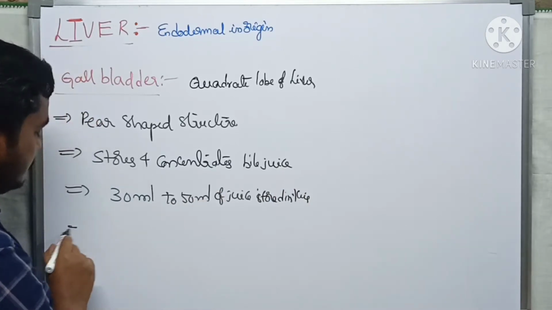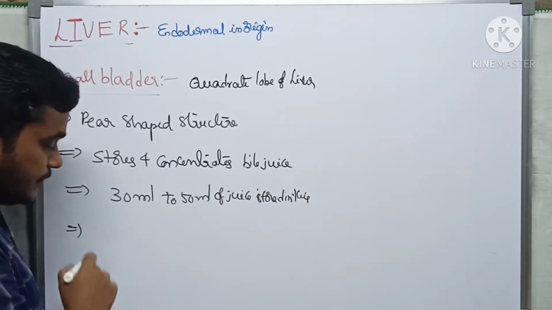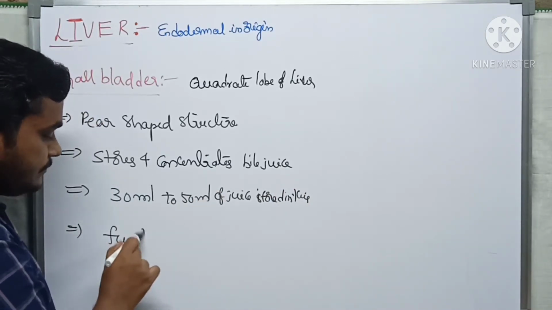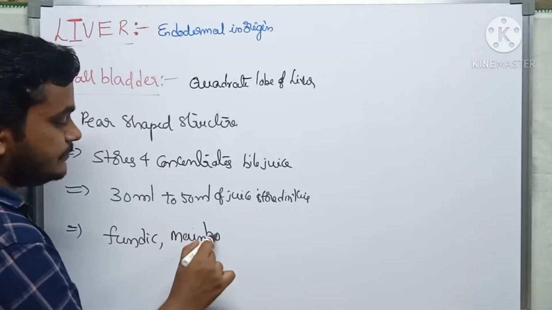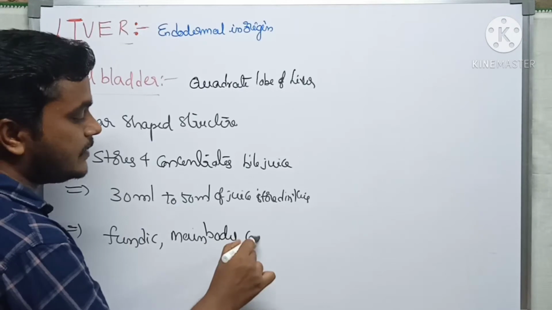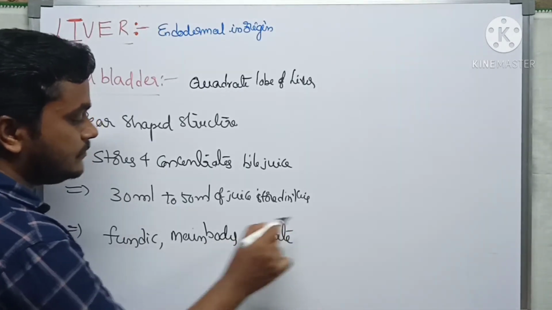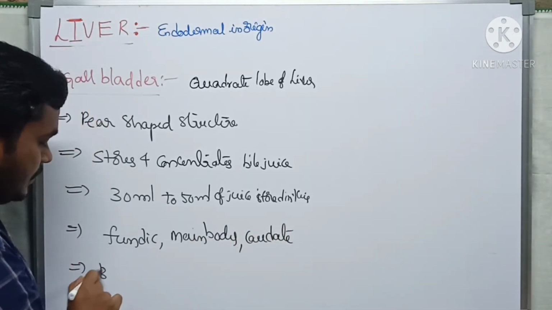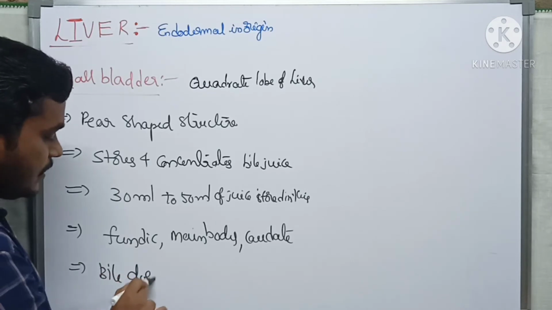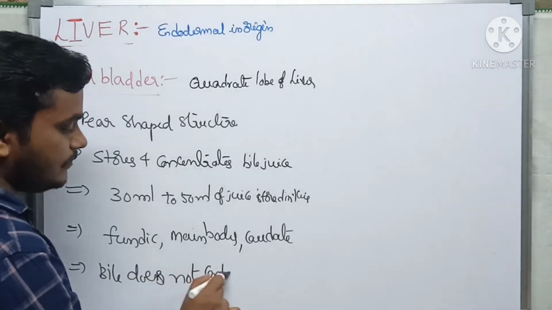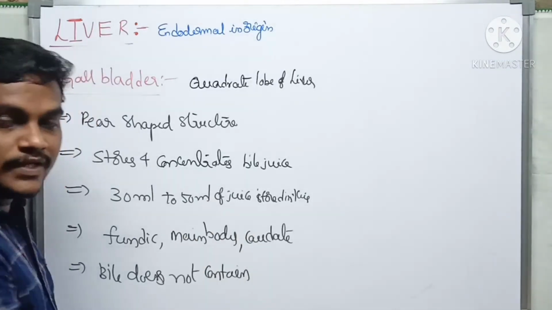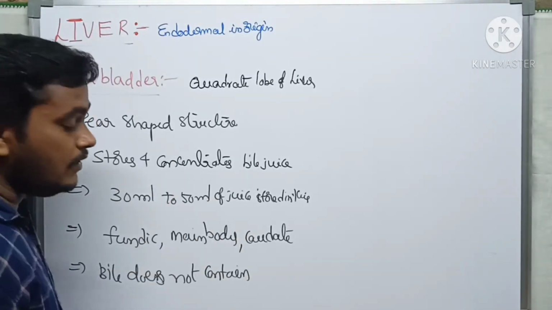Then the gallbladder consists of a fundic region, main body and caudate region. Bile does not contain any digestive enzymes. There are no digestive enzymes in the bile.